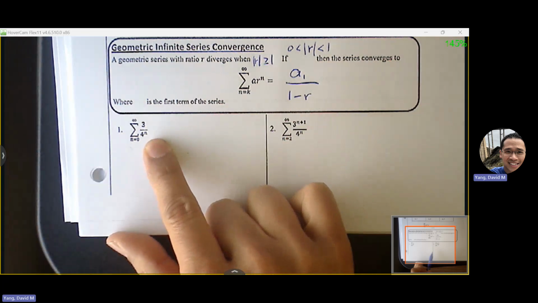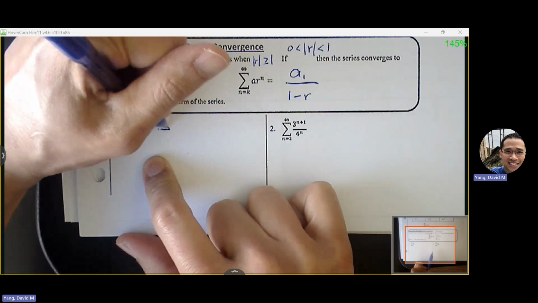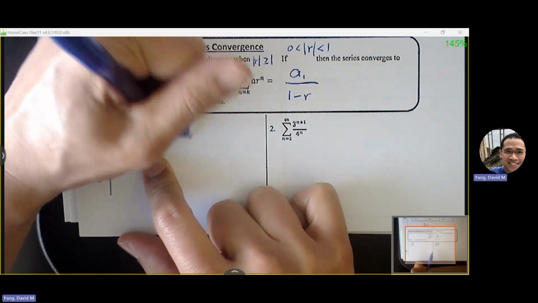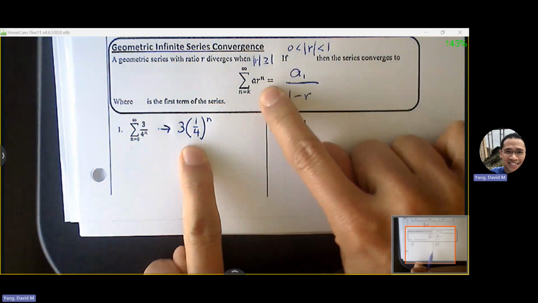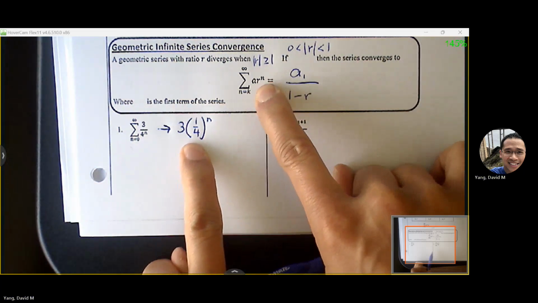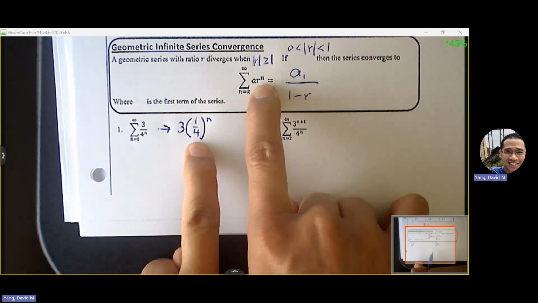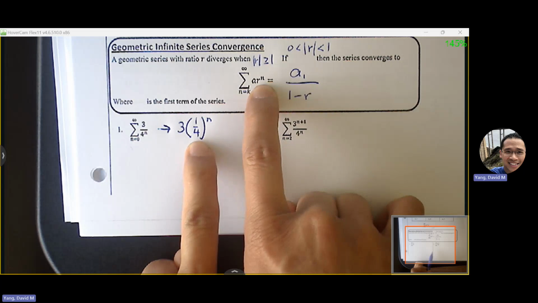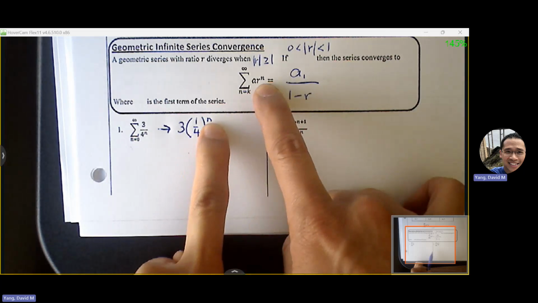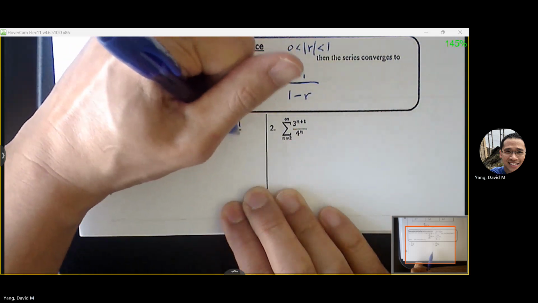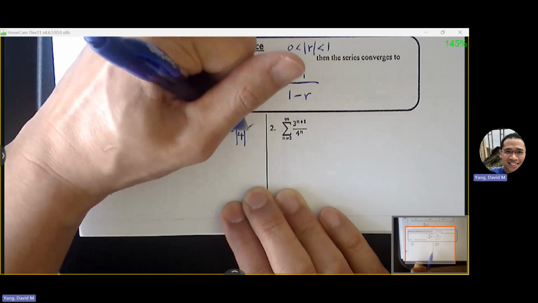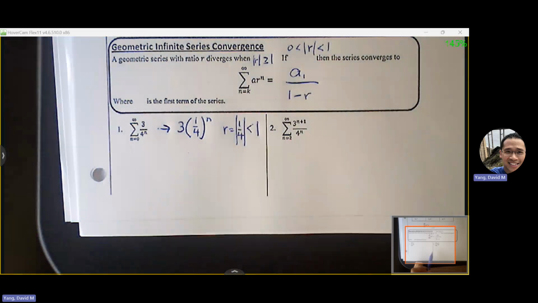So here, 3 over 4 to the n, maybe it helps to rewrite this as 3 times 1/4 to the n, because then it fits this form a little bit better. You have that ratio, which you want as a numeric value raised to the nth power, which is the variable here. So my ratio is equal to 1/4, and the absolute value of 1/4 is still less than 1. So this indicates to us that this series converges.